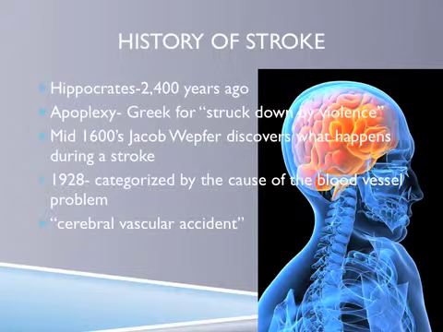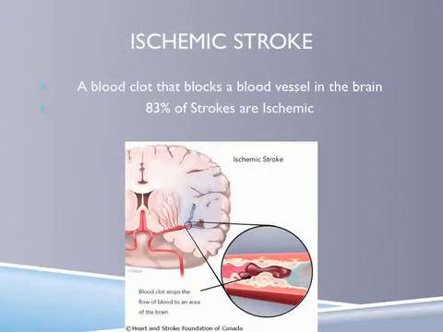Stroke and brain attack are actually now common terms for it, just meaning lack of blood supply to the brain, which is like a heart attack, which is caused by a lack of blood supply to the heart. The term brain attack also conveys a more urgent call for immediate action and emergency treatment by the general public. Now, there are two types of strokes.